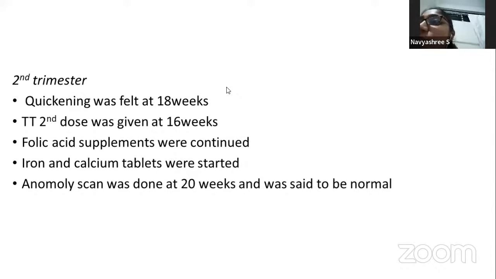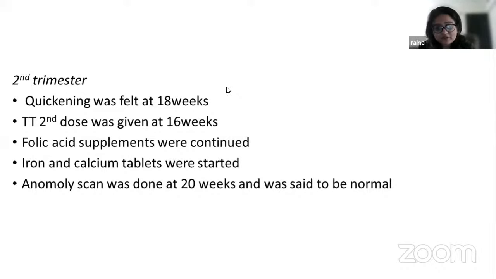Okay, so some people are replying, yes, we give TD, tetanus and diphtheria. We don't give plain tetanus toxoid now. In 2018, I think the government of India changed the guidelines. Now we give TD, tetanus and diphtheria.